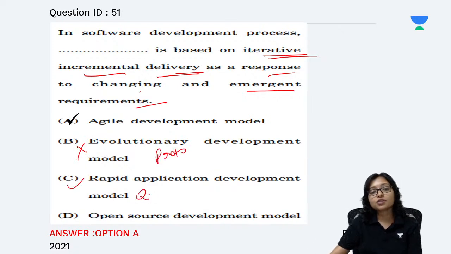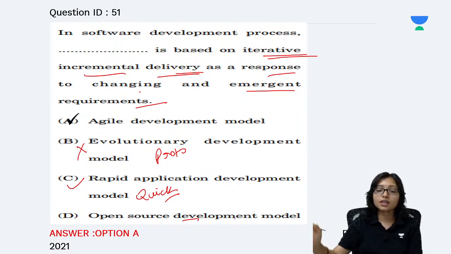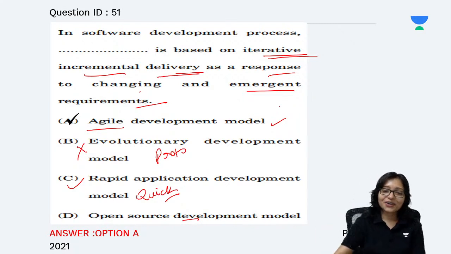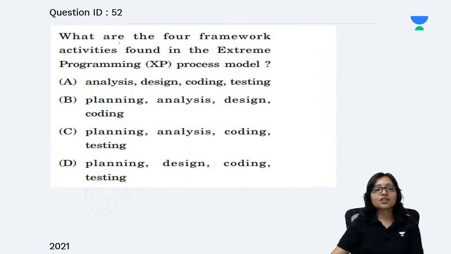Rapid development is quick delivery; it is working on quick delivery. Open source development is a different development where we are using open source. So option A is agile methodology. Agile methodology will be the correct answer. Option A is correct here, it is the only correct one. Okay. Yes. Now next one.